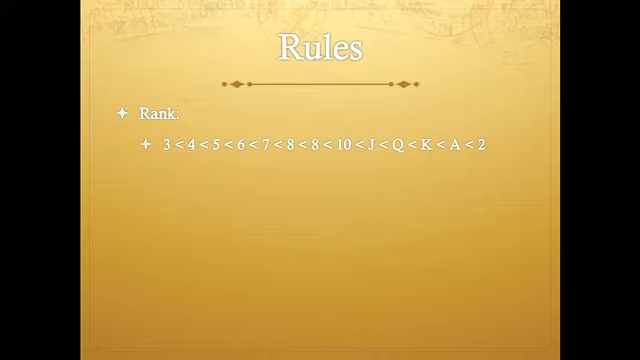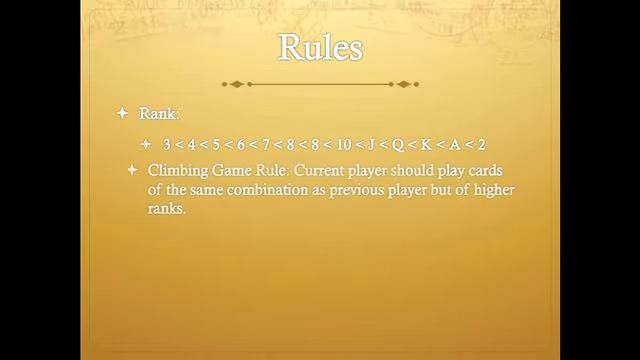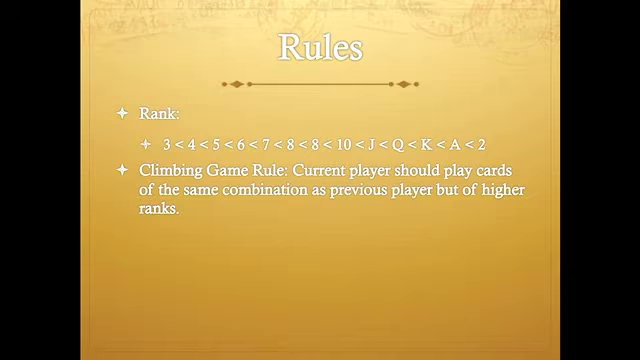Firstly, 2 is the highest rank, while 3 is the lowest. The players are following the climbing game rule, which is the current player should play cards of the same combination as the previous player, but of higher ranks. For example, a pair of aces is larger than a pair of kings.